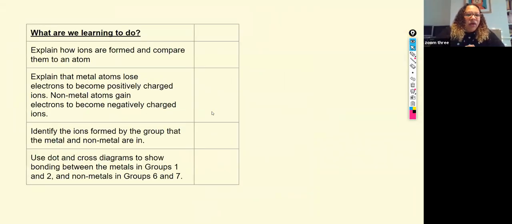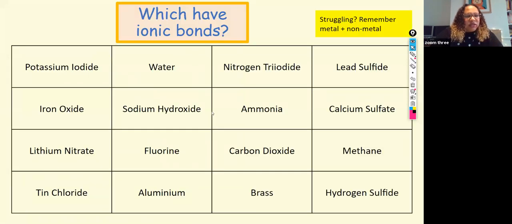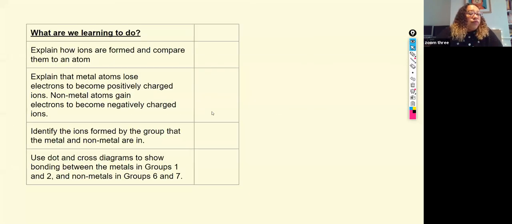We've explained how ions are formed. You can look at this, we'll share the slides with you. Explain how ions are formed and compare them to an atom. We've done that. Explain that metals lose and non-metals gain, and the ions that they create. We've done that. Identify the ions formed by the group that the metal and non-metal are in.